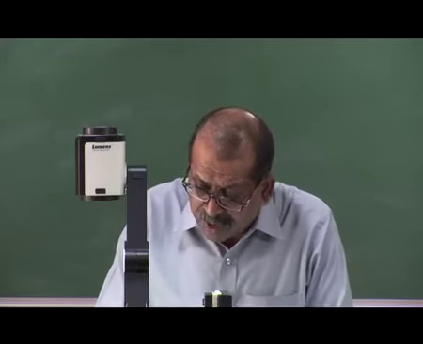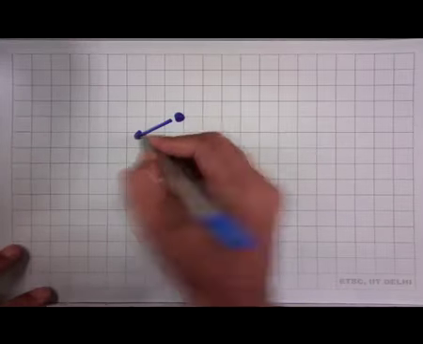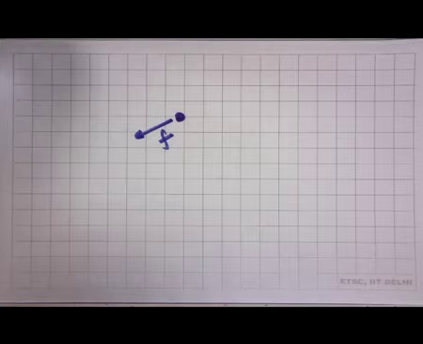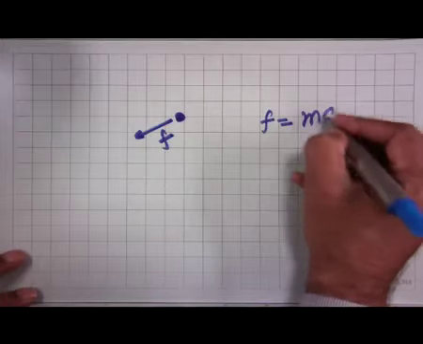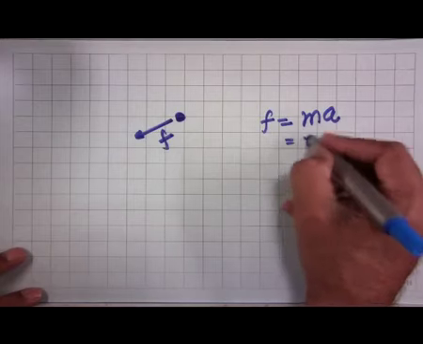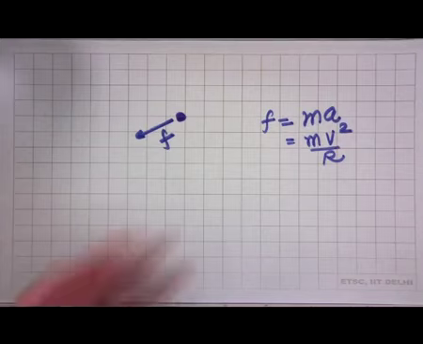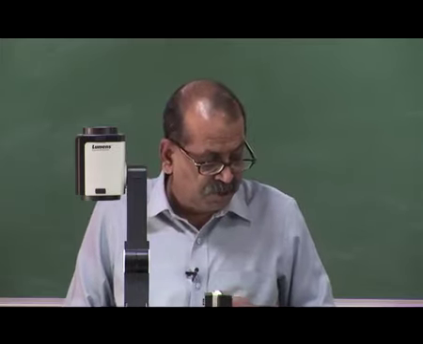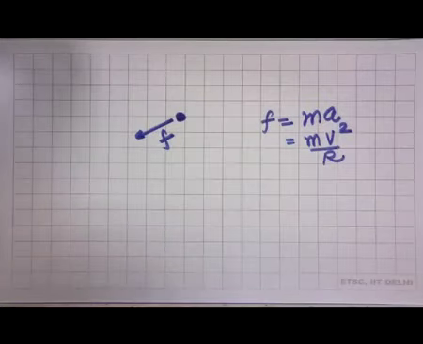So, the unbalanced external force acting on the passenger is the force of friction between the seat and the passenger, and this force F is equal to mass times acceleration in the central direction or the radial direction, and this we will write as mv square upon r. So, friction provides this acceleration to the passenger, and the direction of friction is towards the center of the circle.